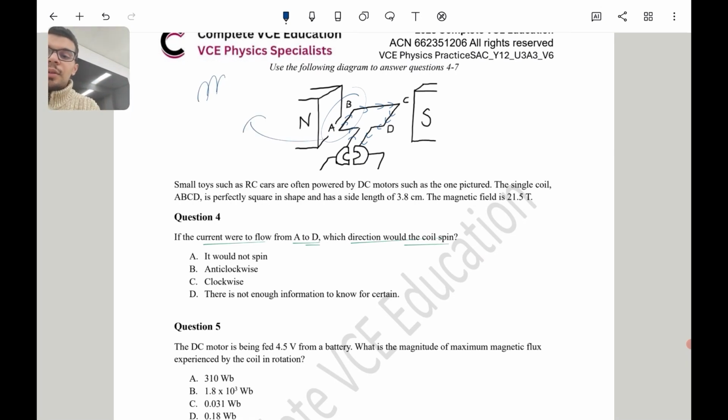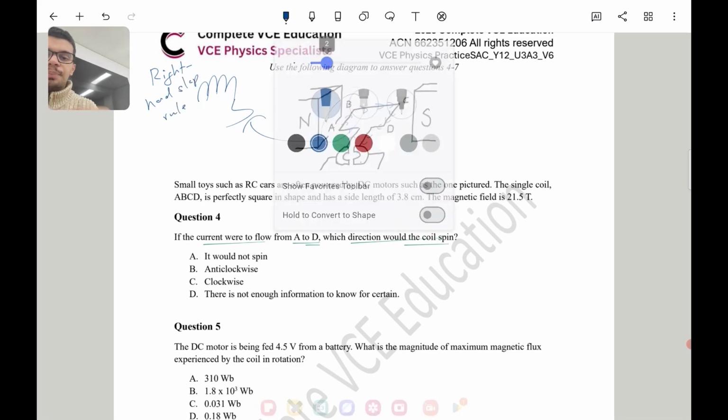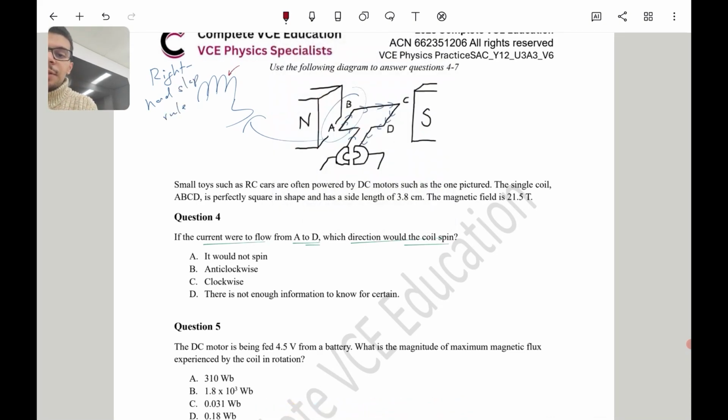Now to figure out the direction of the force, we have to use the right hand palm rule or the right hand slap rule, as some textbooks call it. In this rule, the fingers represent the magnetic field, thumb represents the current, and the palm represents the magnetic force.